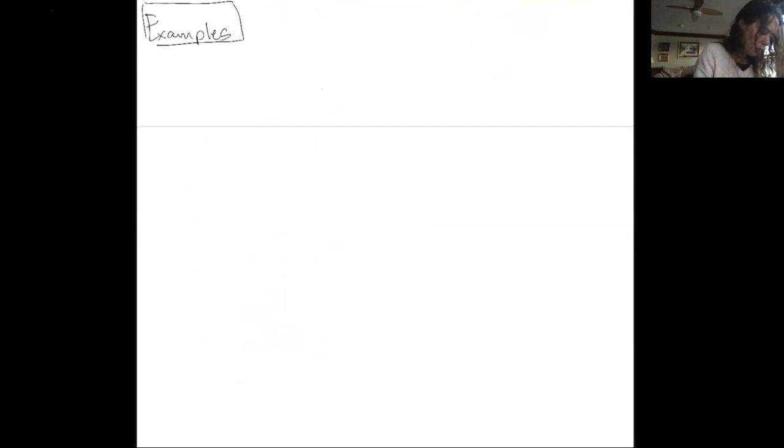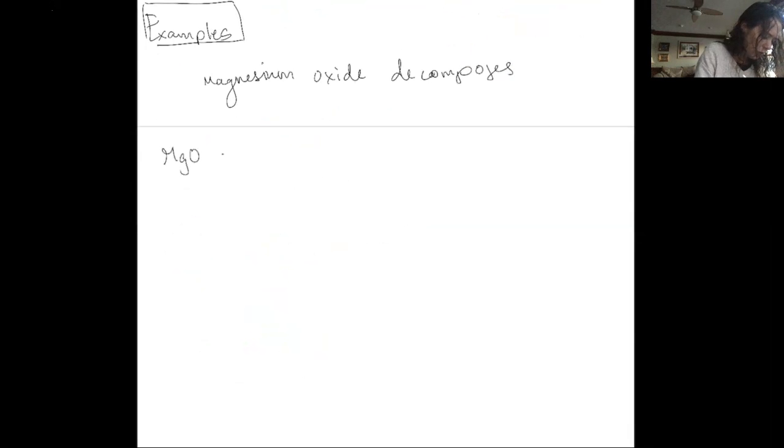Okay, let's look at another example. All right. And this would be, let's say that we've got magnesium oxide decomposes. Okay, and it's telling us, so that's MgO, the only thing it can do, right, it's just a compound reacting. It's got to decompose, right? The only thing it can do is break down.